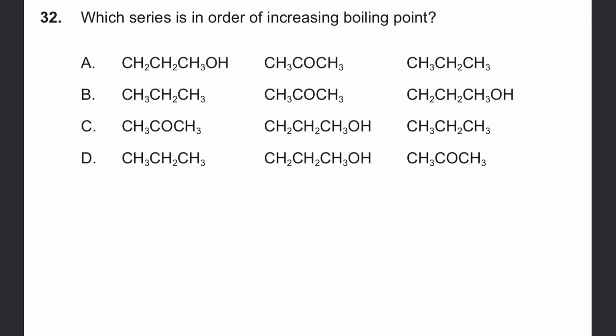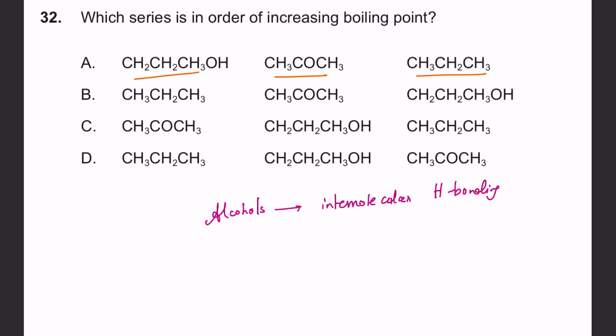Moving on to question 32, which series is in order of increasing boiling point? Here we have one alcohol, one ketone, and one alkene. We know that in alcohols there is hydrogen bonding. Alcohols can have intermolecular H bonding, so alcohol can create a network type thing. When we try to boil it, it requires a lot of extra energy to break these intermolecular bonds. So alcohols will have the highest boiling point compared to ketones or alkenes. With just this knowledge, we can say option B is the correct answer.